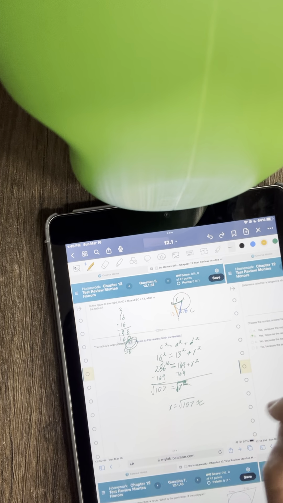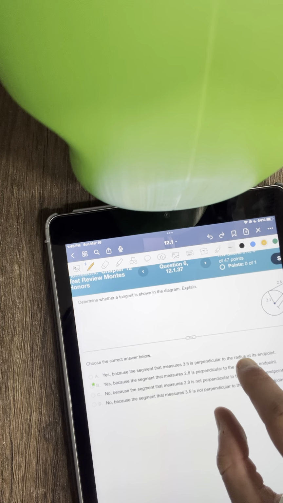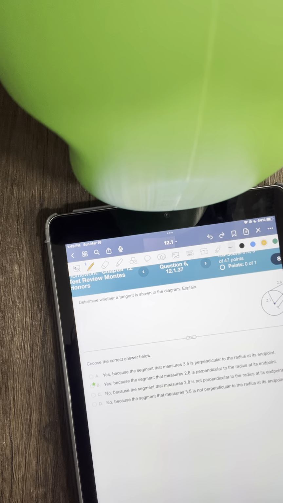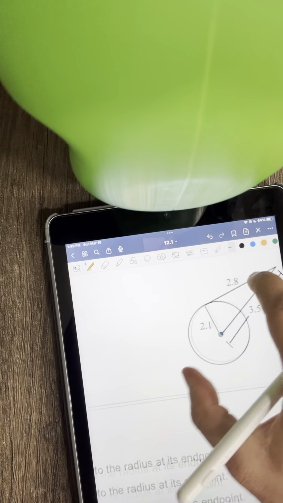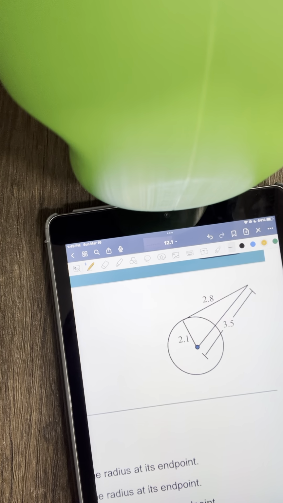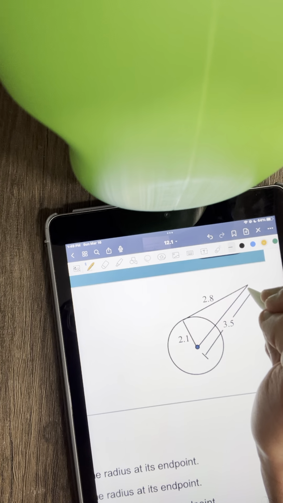So now let's move on. Determine whether a tangent is shown in the diagram. Okay, so just determine whether a tangent is shown. Well, what is a tangent? A tangent is a line that crosses a circle at only one point.